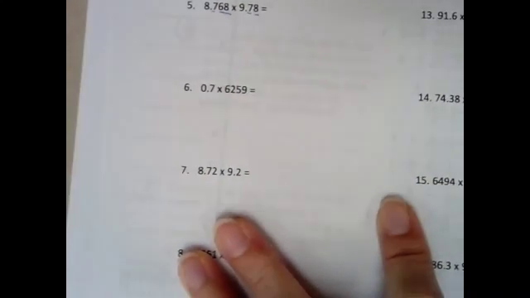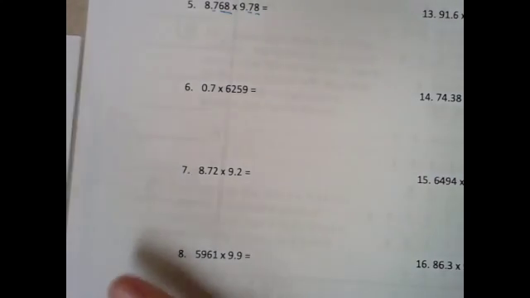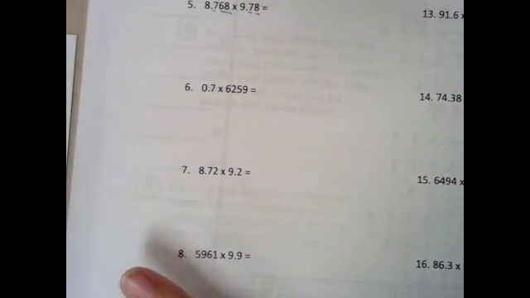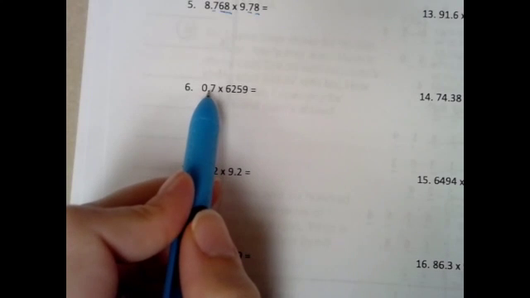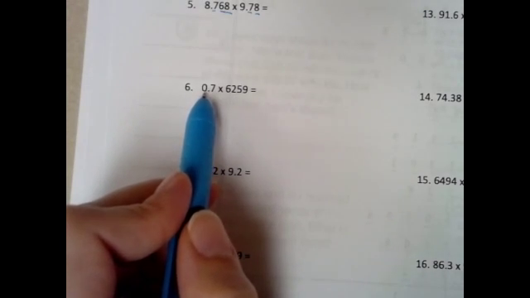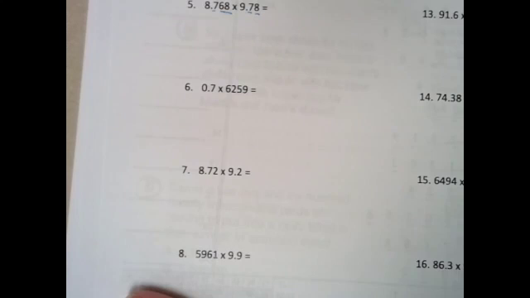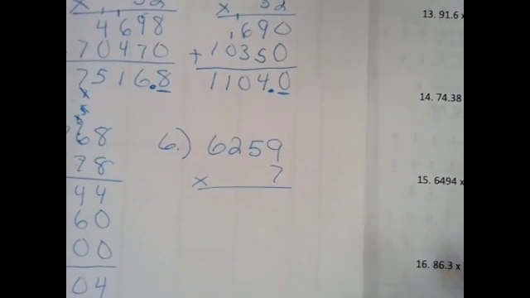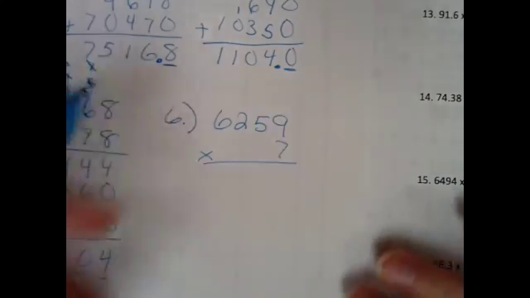All right, number 6. Since this 7 is on top, but it's a smaller number, I'm going to flip it around and I'm going to put 6,259 on top. We're going to multiply it by 7, even though that says 7 tenths, we're going to multiply it by 7 because we're going to ignore the decimals.